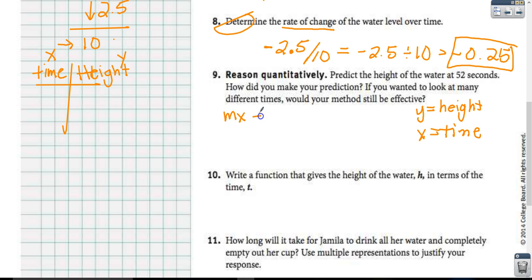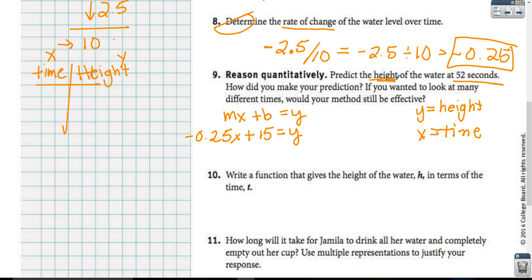Now we're going to have to make our equation. So our equation is going to start out with mx plus b equals y. Our b is always our starting value. If you look at our table, the starting value is 15 because it's 0, 15. Okay, if we look at our slope, we already wrote that up there, it's negative 0.25x plus 15 equals y.